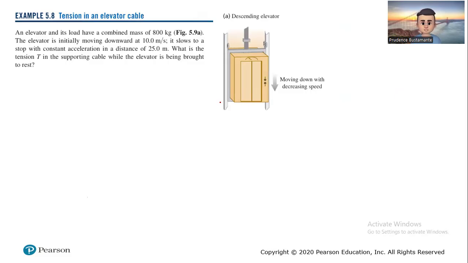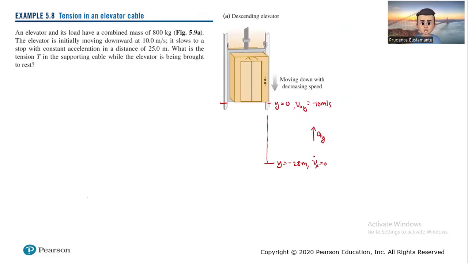Okay, so for example, this is the initial y equal to 0. It is also moving, v sub oy is downward, meaning negative 10 meters per second. Then after a distance of 25 meters, meaning y is equal to negative 25 meters, it slows down to a stop, which is v sub y equal to 0, because of the constant acceleration.